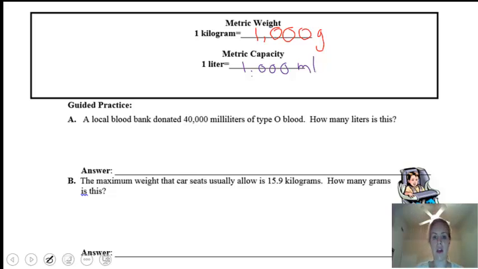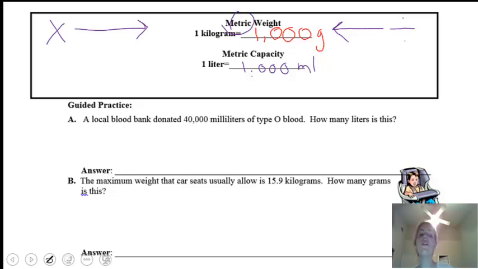There's one other thing to remind you of. We know that when we're dealing with the metric system, things are really nice because we only multiply by powers of 10 and we divide by powers of 10. When we multiply, we move the decimal to the right, to the right. When we divide, we move the decimal to the left, to the left. So let's go ahead and look at the guided practice.